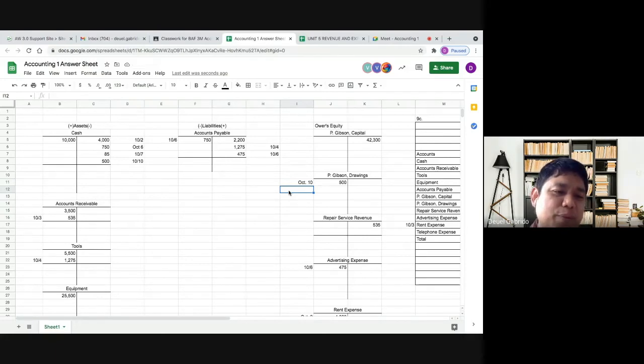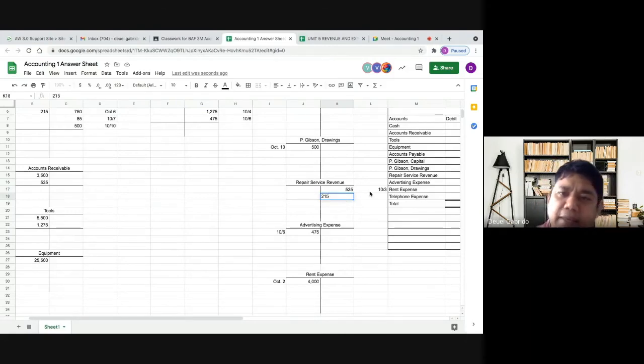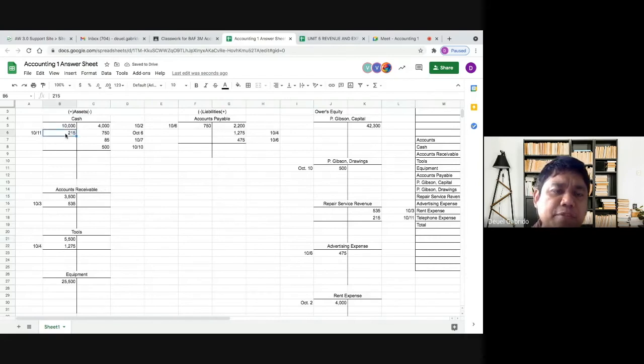Received 215 cash from a customer for a tune-up and oil change done today. So this is cash, guys. It's like a cash customer. So therefore, cash goes up by 215. And this is on the 11th, October 11th. And then, of course, because that's a service, that's part of your revenue, which is 215. Again, cash of 215 will increase and revenue will increase because this is like a cash customer.